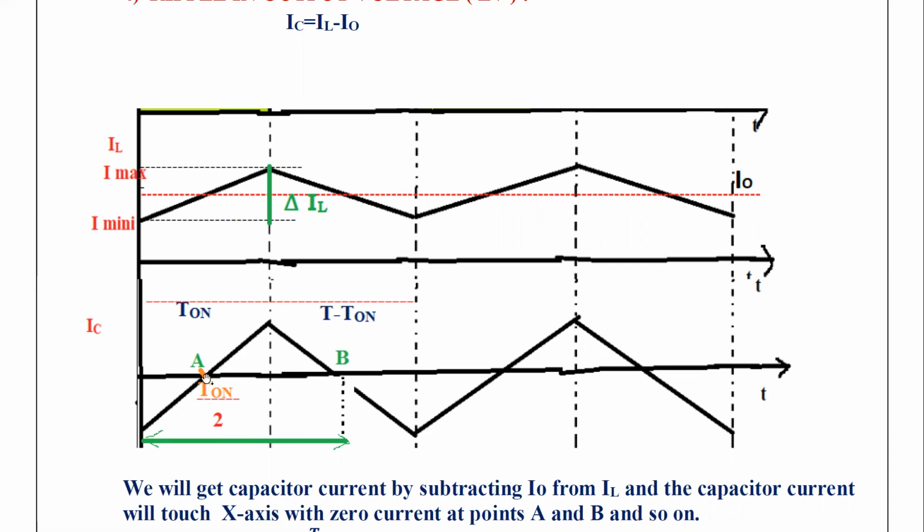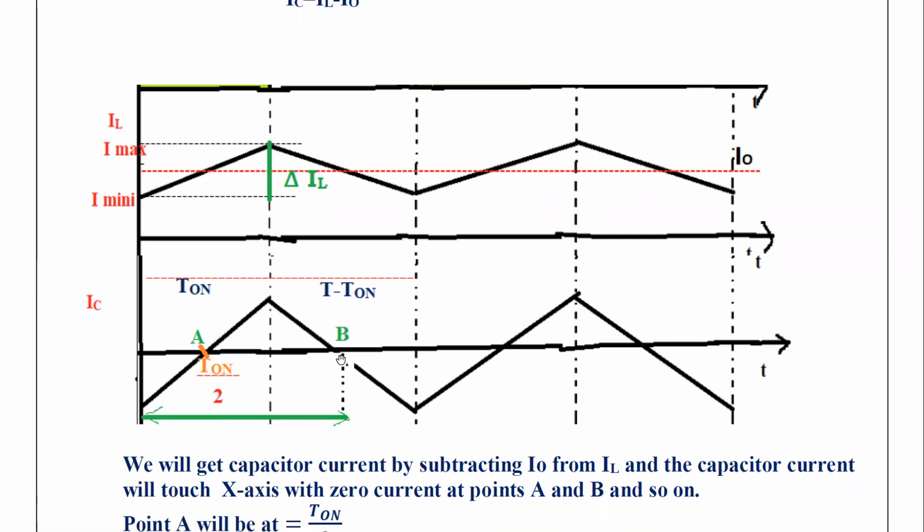And it touches two points on the x-axis, A and B. Point A is exactly at half of the turn on time, which can be written as T on by 2. And the point B will be here. This is the complete time period T, the total time period T here.